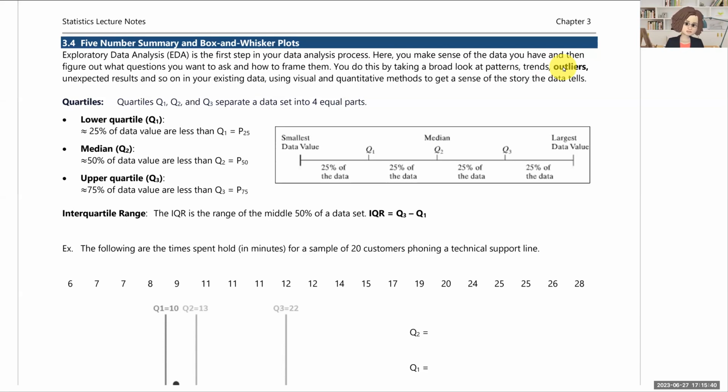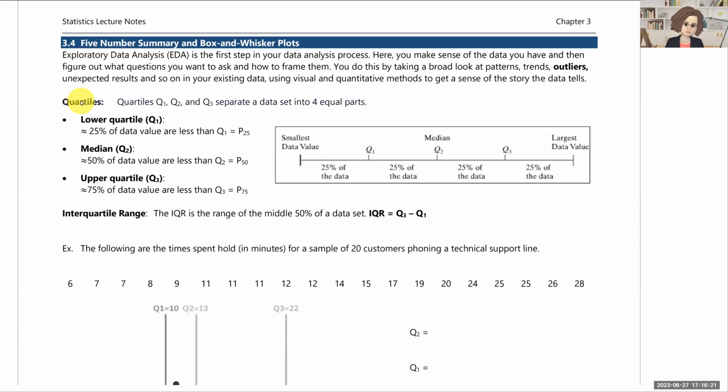But let's first jump in with identifying the quartiles of a data set. So quartiles, Q1, Q2, Q3. The first quartile, second quartile, third quartile separates a data set into 4 equal parts. We'll be looking at an example where the following are the times spent on hold in minutes for a sample of 20 customers phoning a technical support line. I've got the data put in ascending order for us. We do need to have our data in order to discuss the quartiles.